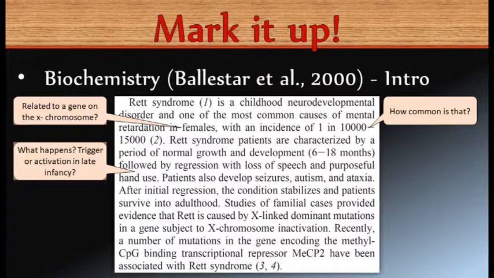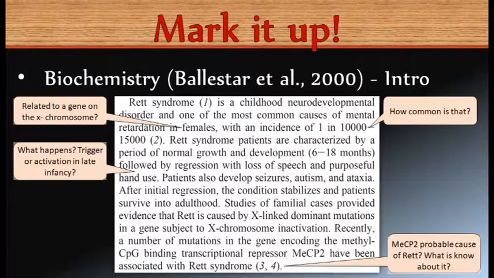Studies of familial cases provided evidence that Rett is caused by X-linked dominant mutations in a gene subject to X chromosome inactivation. Recently, a number of mutations in the gene encoding the methyl CpG binding transcriptional repressor, MECP2, have been associated with Rett syndrome. So, is MECP2 the probable cause of Rett? What is known about that? And then you can actually go and look at the literature cited.